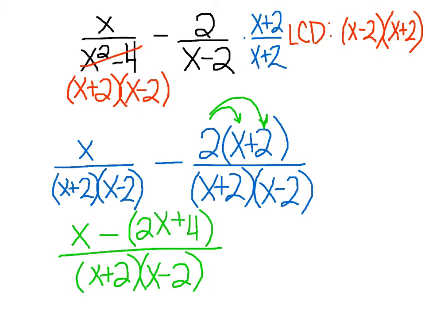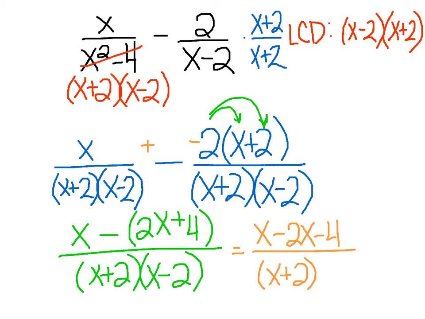I put this in parentheses because I wanted to emphasize to you that it's minus this whole expression here. So you're going to need to distribute the minus to both. Otherwise, you can also think of it as plus negative 2 and distribute the negative 2, where we would then have x minus 2x minus 4 over x plus 2 times x minus 2.